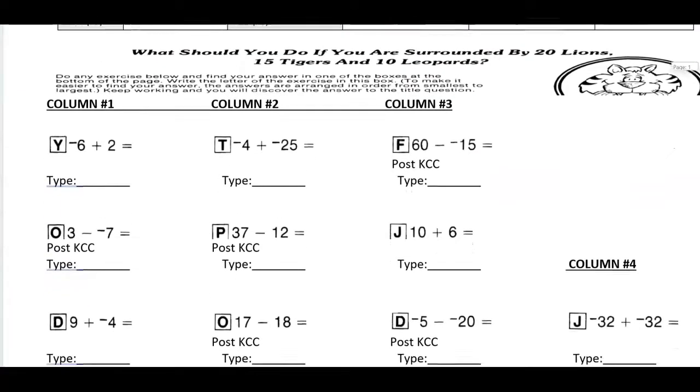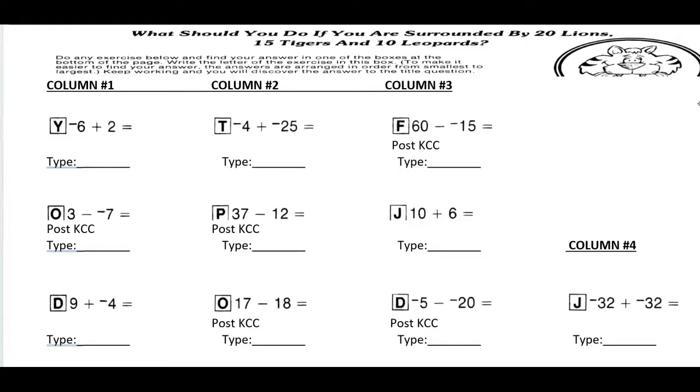So what we're going to do is solve these problems. We're going to label the type, and then we're going to put the letter where it belongs in the puzzle. And we're going to be able to answer the riddle: what should you do if you are surrounded by 20 lions, 15 tigers, and 10 leopards?